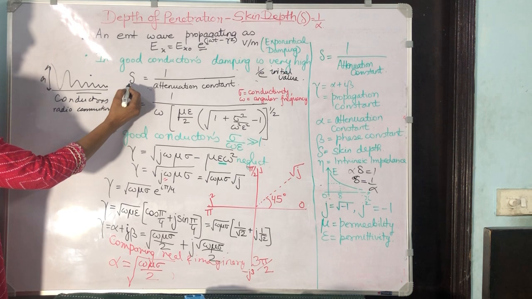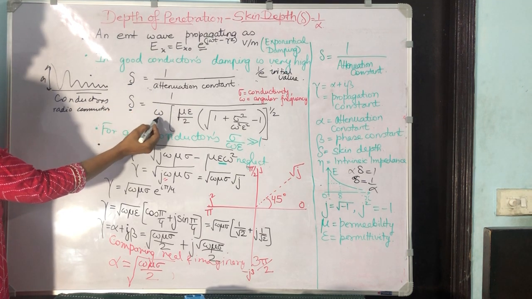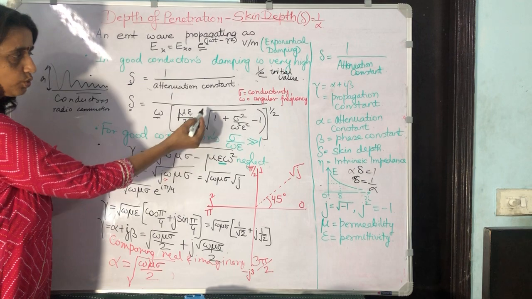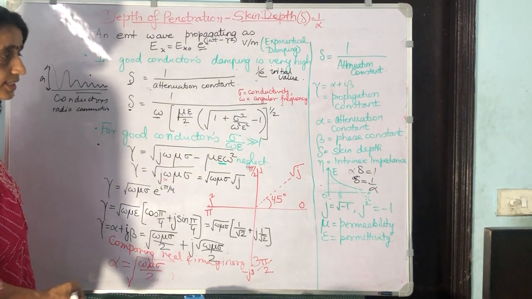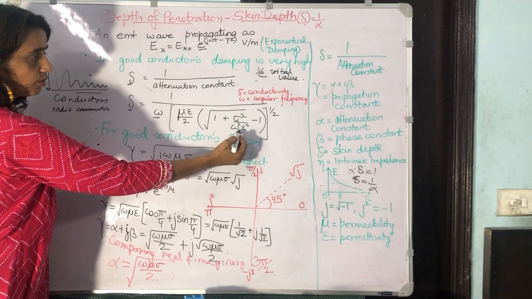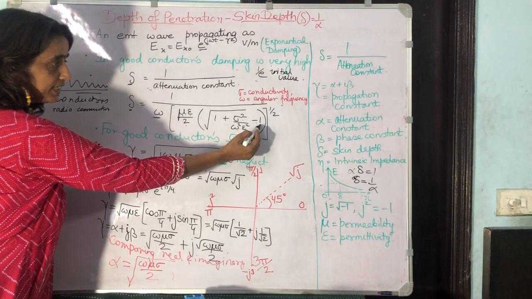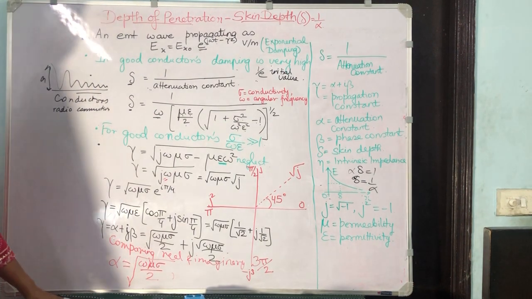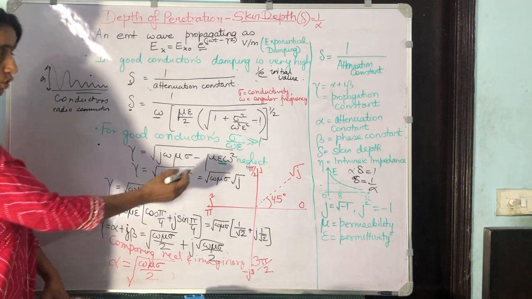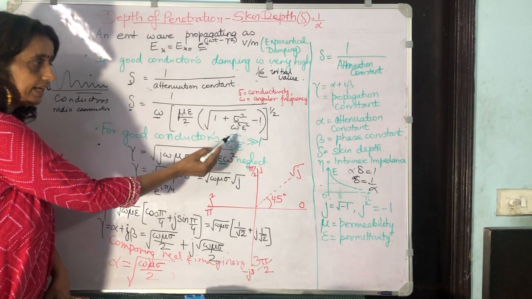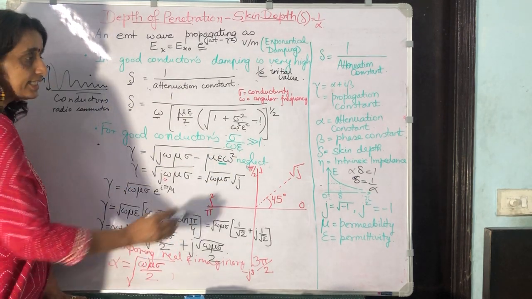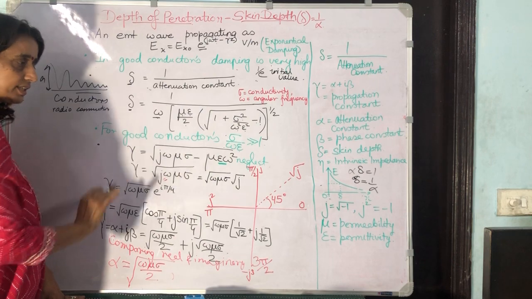So your skin depth is equal to 1 upon omega, the angular frequency, into 1 upon square root of mu epsilon divided by 2, into 1 upon the square root of 1 plus sigma squared upon omega squared epsilon squared, minus 1, to the power of half. Here sigma is the conductivity. Now for good conductors, the ratio sigma divided by omega epsilon is very high. It is greater than 1.